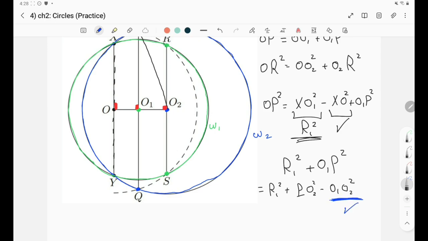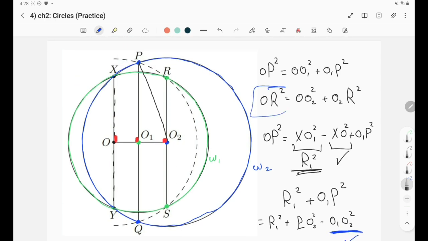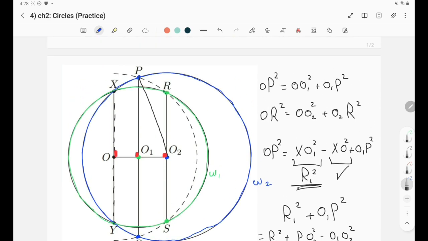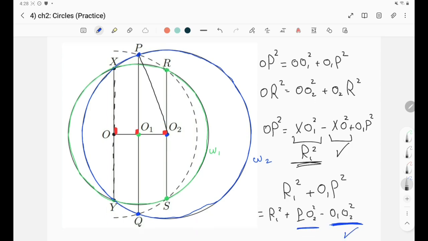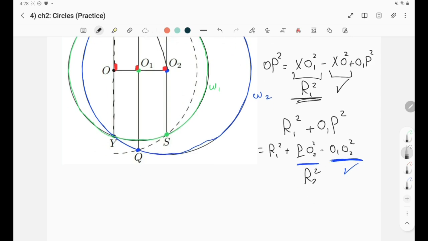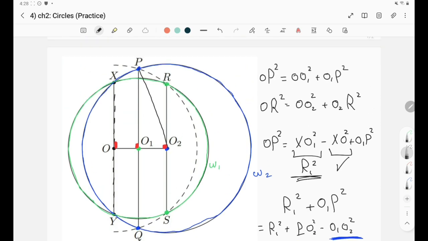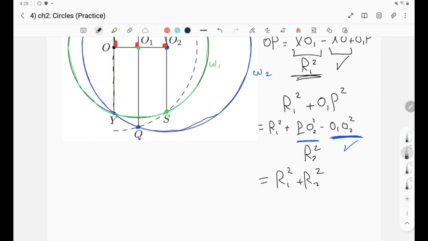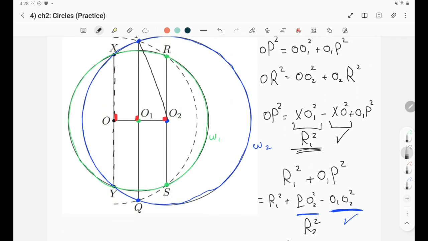O1O2 is going to repeat the same, it will appear again for OR as well. PO2, what is PO2? Let's look at PO2. O2 is the center of the circle omega 2. P is a point on the circle omega 2. Alright, very nice. So that's actually just R2. And now everything is nice, because what appeared here is R1 squared plus R2 squared. So it's going to also appear as R2 squared plus R1 squared for the other one. O1O2 is going for sure to appear for the other one as well. And as we said, XO is going to appear there again as well.